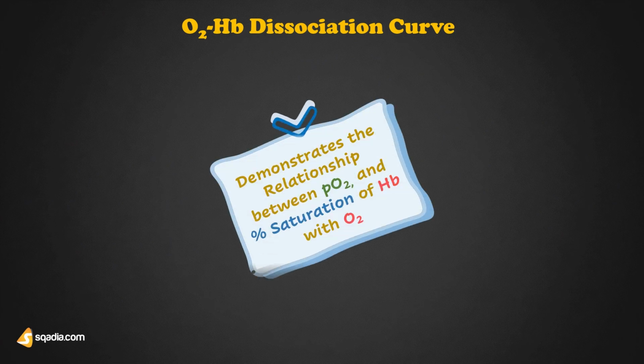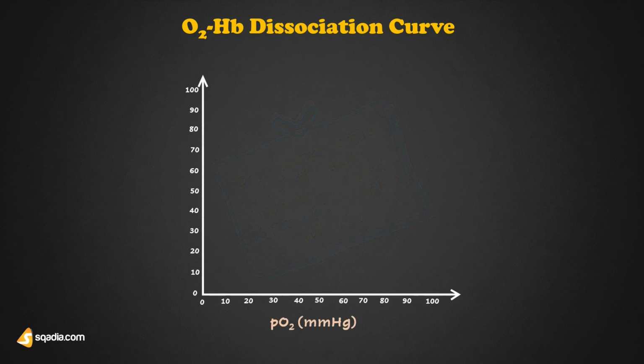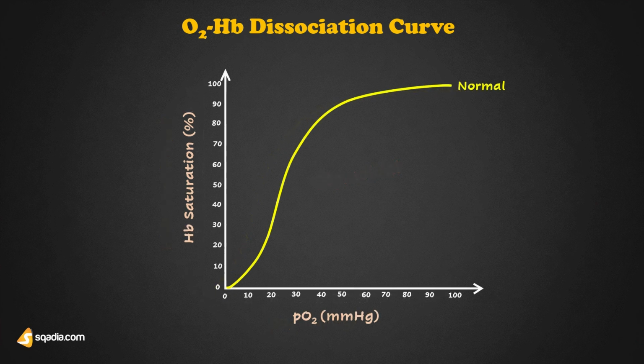Now, the oxyhemoglobin dissociation curve is the curve that demonstrates the relationship between partial pressure of oxygen and the percentage saturation of hemoglobin with oxygen. Here, partial pressure of oxygen is plotted on the x-axis and hemoglobin saturation on the y-axis. As a result, it reveals an S-shaped or sigmoid-shaped curve that describes visually how oxygen binds to hemoglobin, and this sigmoidal shape is due to what we call positive cooperativity.